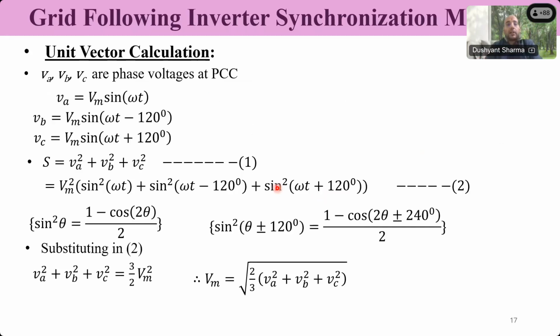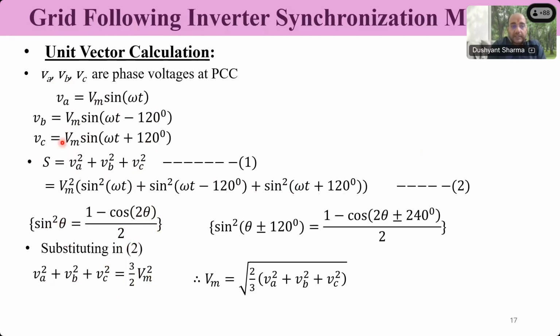For that, what we do, we calculate the peak of the voltage waveform. How do we calculate the peak of the voltage waveform? We know VABC are the voltages given by this equation: Vm sin omega t, Vm sin(omega t minus 2 pi by 3), Vm sin(omega t plus 2 pi by 3). You apply simple mathematics, Va square plus Vb square plus Vc square. Do some trigonometric formulations using the relation sin square theta equal to (1 minus cos 2 theta) by 2. If you do this, what we'll get is Va square plus Vb square plus Vc square equal to 3 by 2 Vm square.